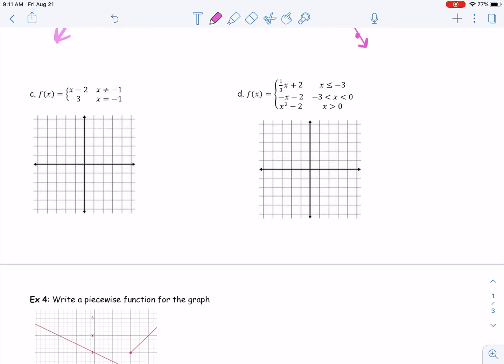So we have f of x equals x minus 2 when x is not equal to -1. And we have f of x equals 3 when x is equal to -1. So I need you to think about this first function. The domain is x cannot be -1. So what does that mean to you? That means that it can be any other number. It's every single number except for -1. So this function is going to be almost the entire single graph.